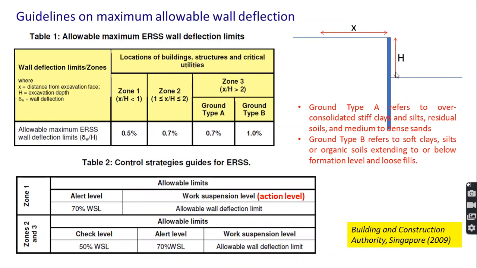And this zone, x over h ratio equals 1 to 2, is zone 2, and then zone 3. So if you have structures within zone 1, important structures to be protected in zone 1, the maximum allowable deflection limit is 0.5% according to this guideline. Then if you don't have any structures in zone 1, but there are structures to be protected in zone 2 area, the guideline is a bit relaxed. You can go up to 0.7% of the excavation depth h as the maximum allowable wall deflection.